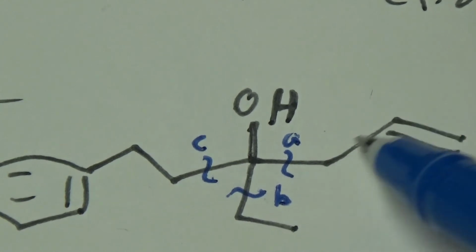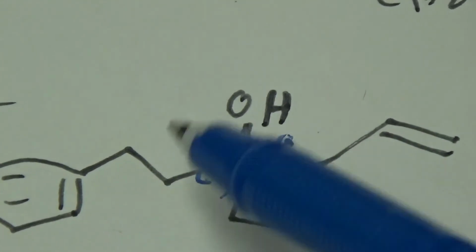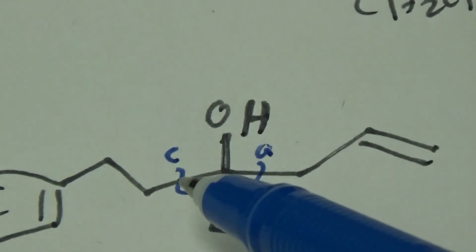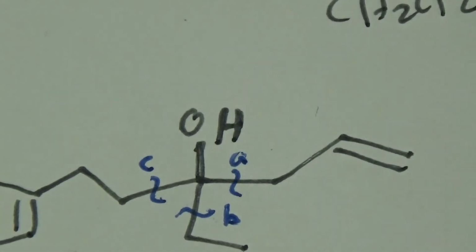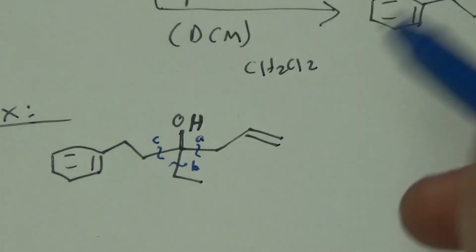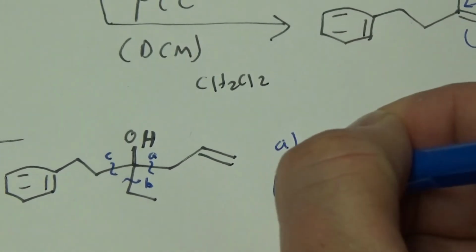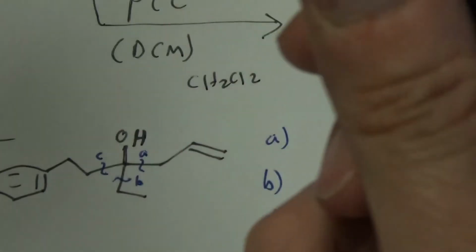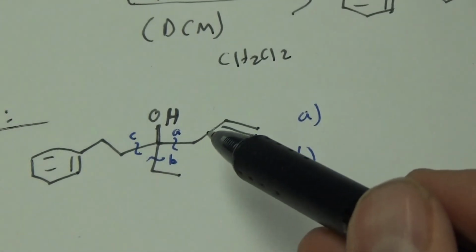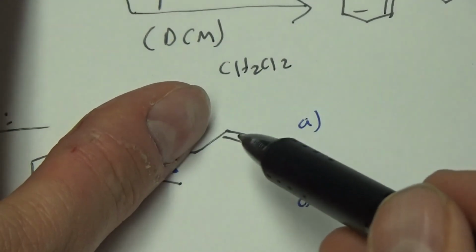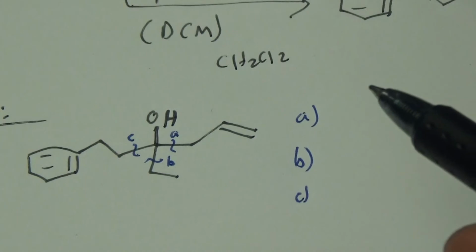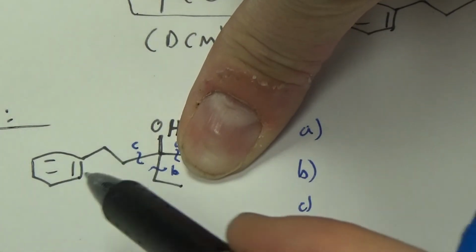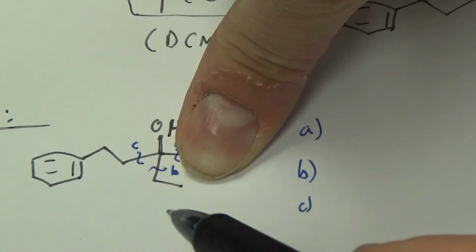Either Grignard A attacks the ketone, or Grignard B attacks the other ketone, or Grignard C attacks the ketone with the other pieces. So let's do A, B, and C real quick. For A, what's the Grignard? It's going to be 3 carbons with an alkene at the end. And then the other piece would be a ketone, right? Benzene, carbon, C double bond O, ethyl.